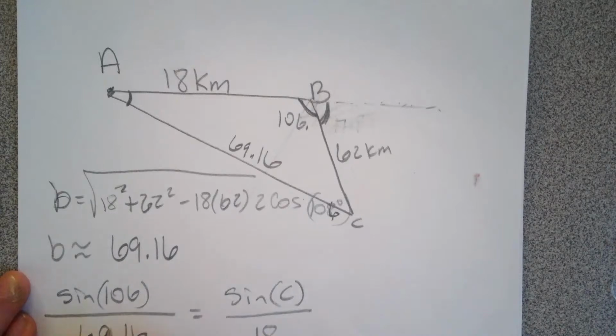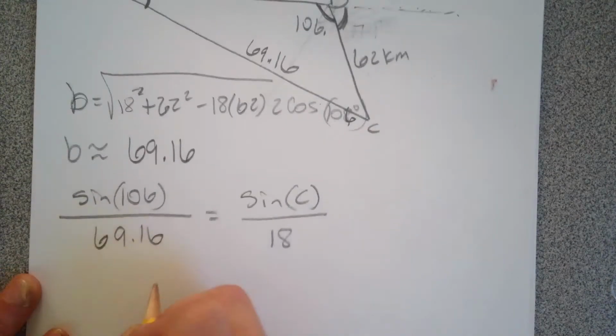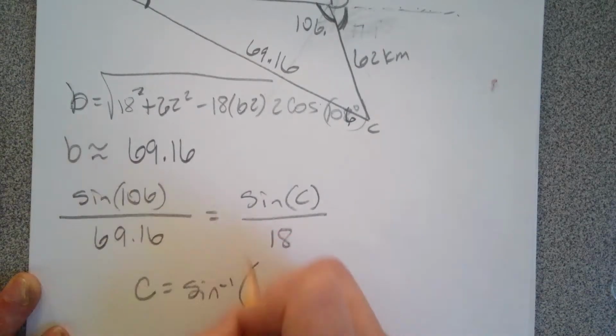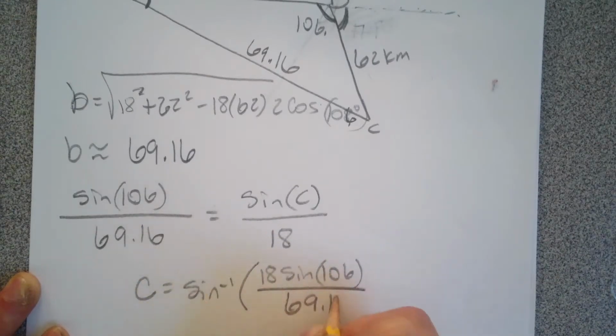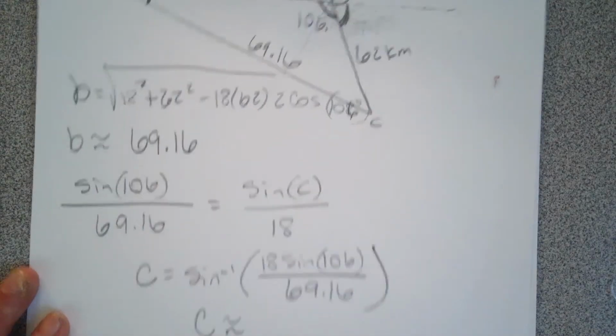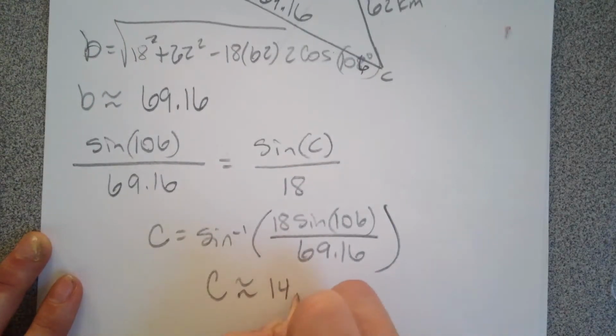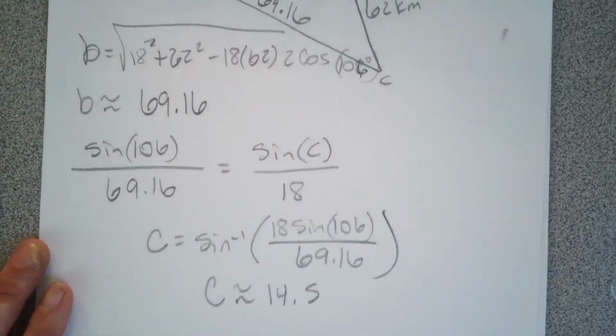Arc sine. So I'm skipping all kinds of steps because this is just some algebra. I get C equals sine inverse of what? 18 times sine of 106 over 69.16. Awesome. So angle C is approximately what? 14.5. All right, cool. How do I find my angle A now?